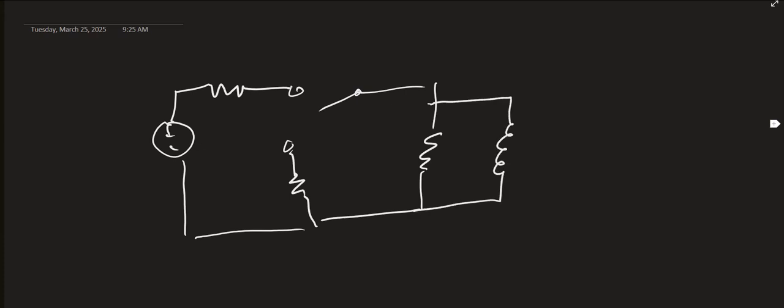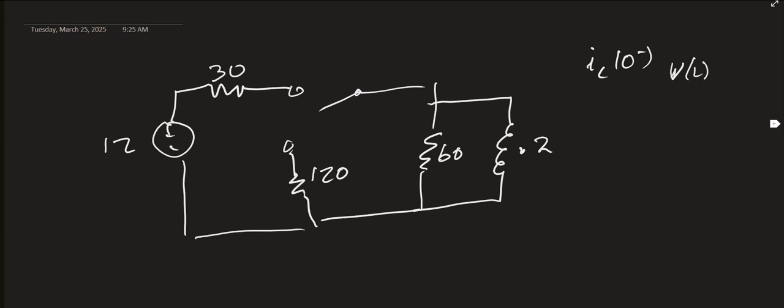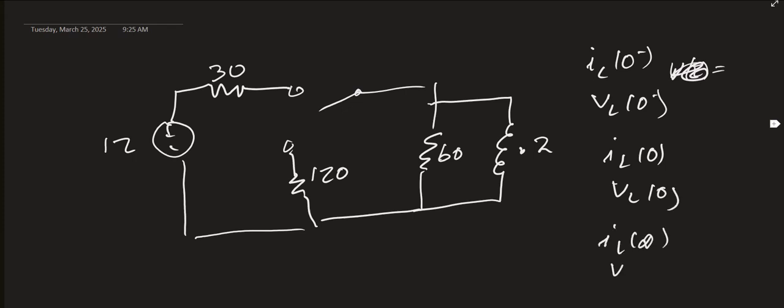And the inductor is 0.2, and R3 is 60, and R2 is 120, and R1 is 30, and V is 12, and we're supposed to find IL of 0 minus, VL of 0 minus. This just means right before 0. And IL of 0, and VL of 0, IL at infinity, VL at infinity, IL of t and VL of t.